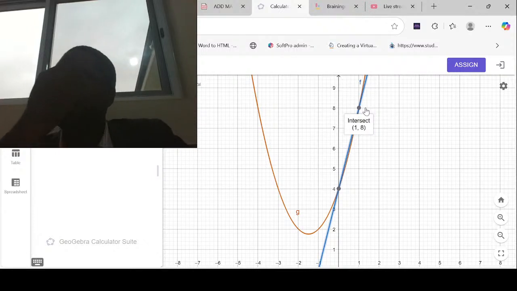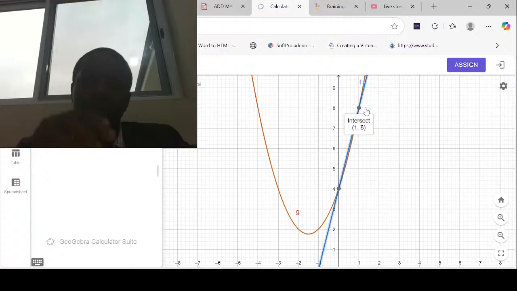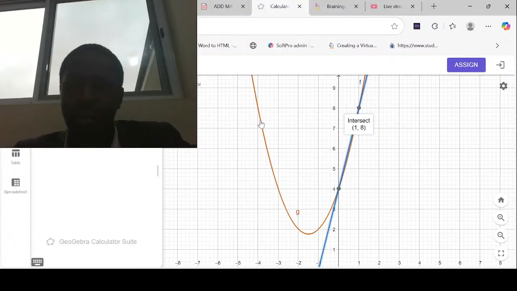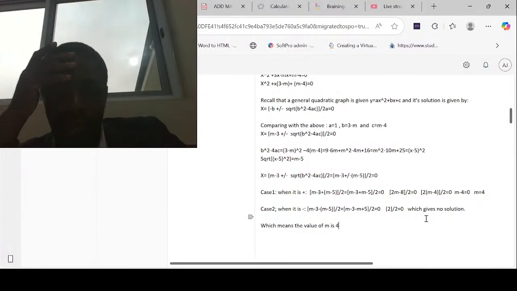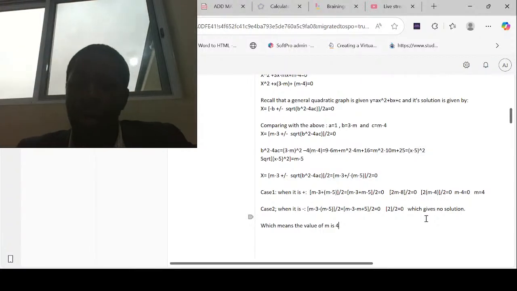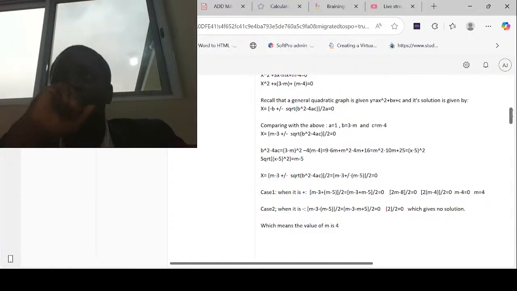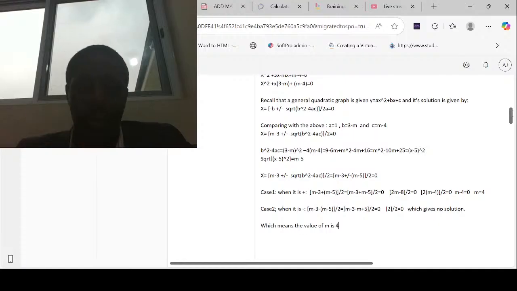So let's go back to our equation. What do you think we need to do? Let's check our equation again. Look at it very well, because we want to actually get the two cases. So let's look at it again.